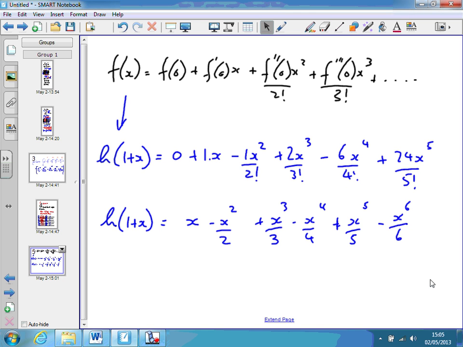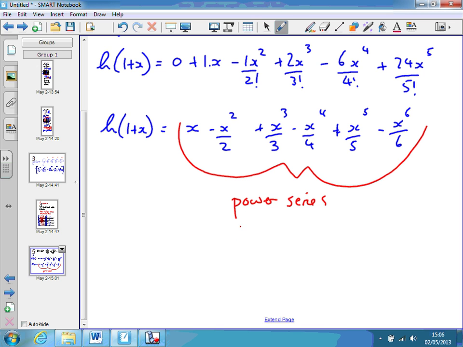0 is the first term, 1 times x is just x. Next term is x squared over 2, because 2 factorial is just 2. And we see we actually end up with x cubed over 3 minus x to the 4 over 4 plus x to the 5 over 5. So we can actually anticipate the next term, minus x to the 6 over 6, and so on. Okay? So that's our power series that represents log 1 plus x. So this, effectively, is the power series for log 1 plus x.